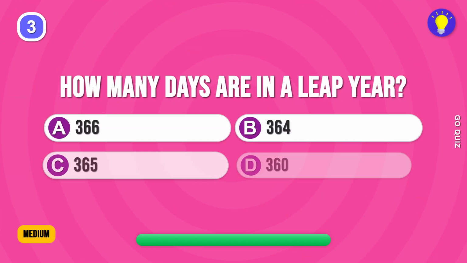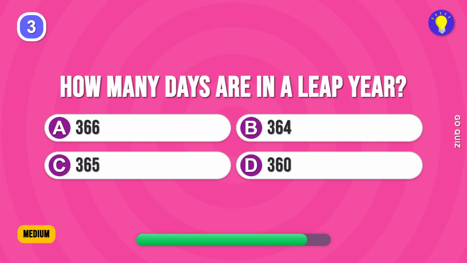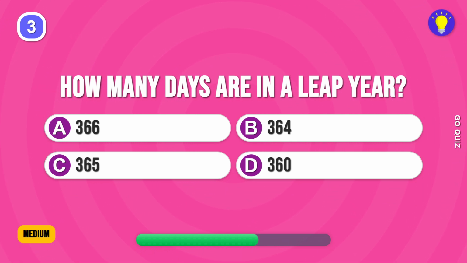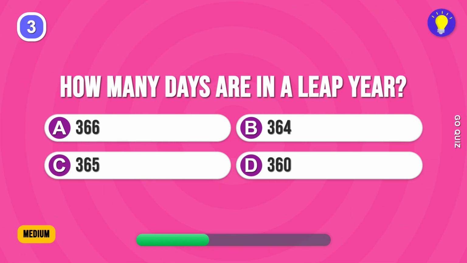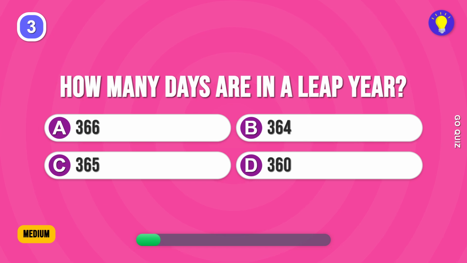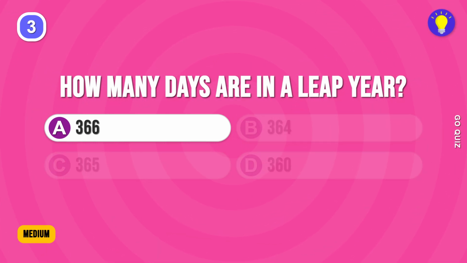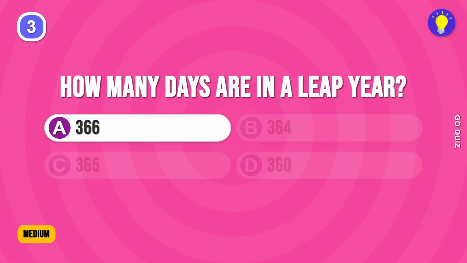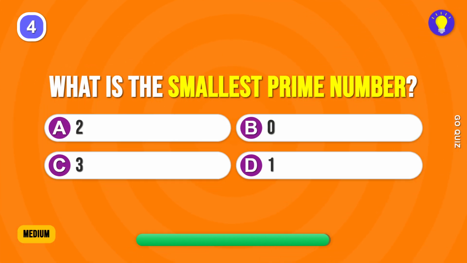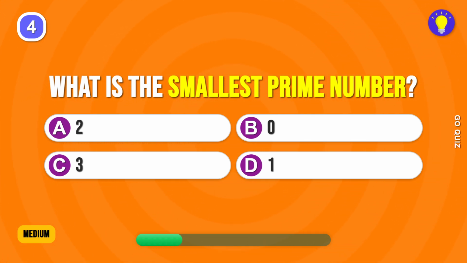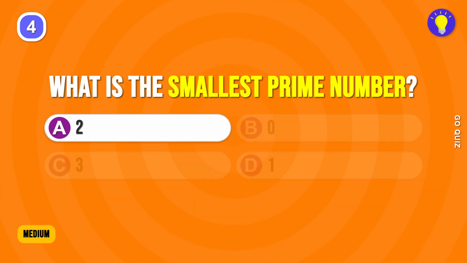How many days are in a leap year? A leap year has 366 days. What is the smallest prime number? The smallest prime number is 2.